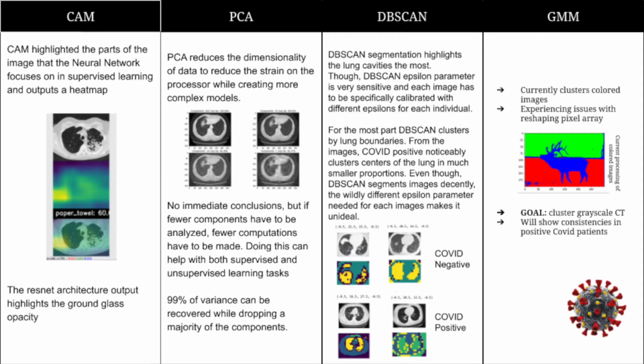When we worked with the ResNet architecture, our output highlighted the ground glass opacity in the lungs with a much better accuracy.